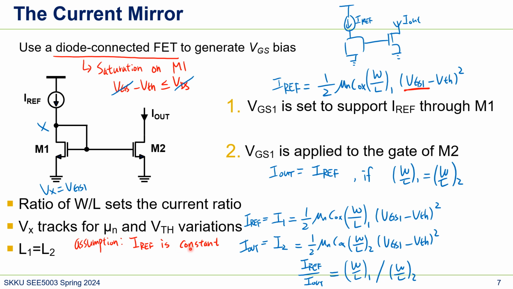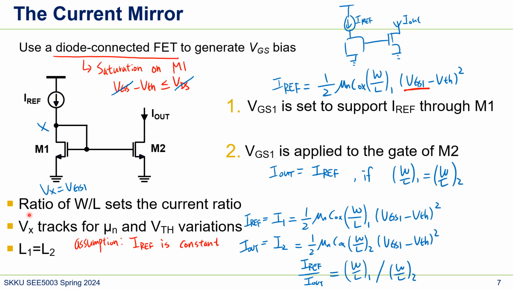And well, this assumption is correct because this Iref is a special circuit, and we also do a calibration. So we can assume this Iref is constant at this moment. And the third one, this is also important. We set L1 and L2 the same.